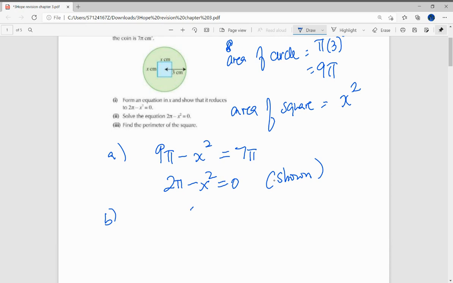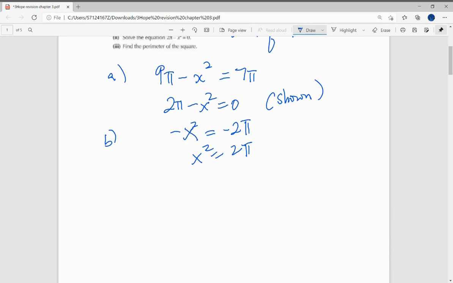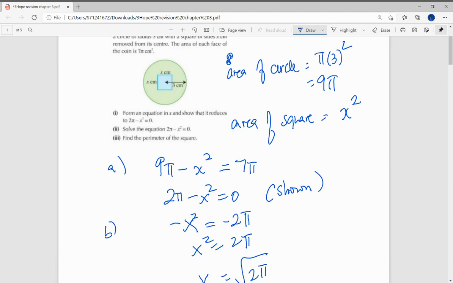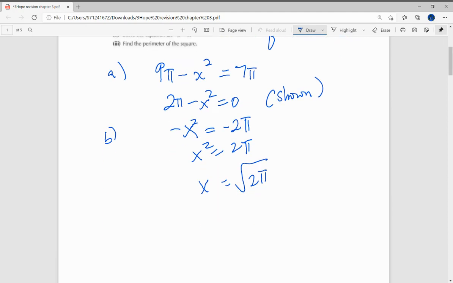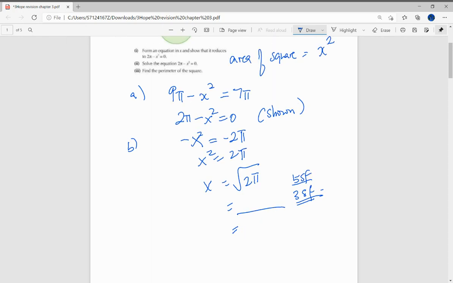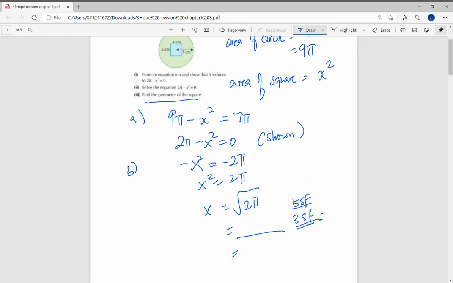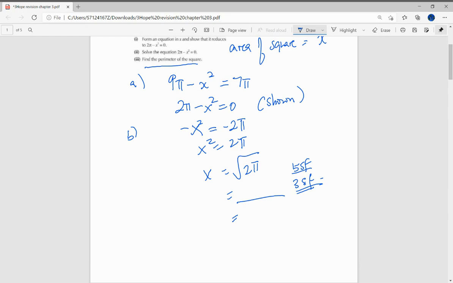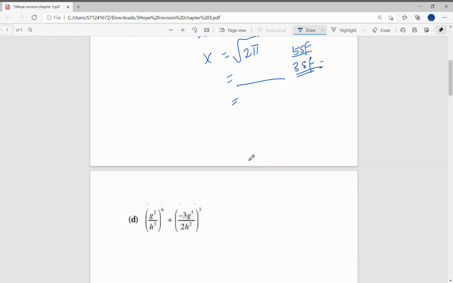For example, negative x squared is equal to negative 2 pi. x squared is 2 pi. And then x is the square root of 2 pi. You know x is a length, so it cannot be negative, so you just take the positive, find the value with 5 significant figures first, followed by 3 significant figures, and then you will get the answer. And the last one, find the perimeter of the square. Once you know this value of x, you can find the perimeter of the square. So this is an example of a problem sum.